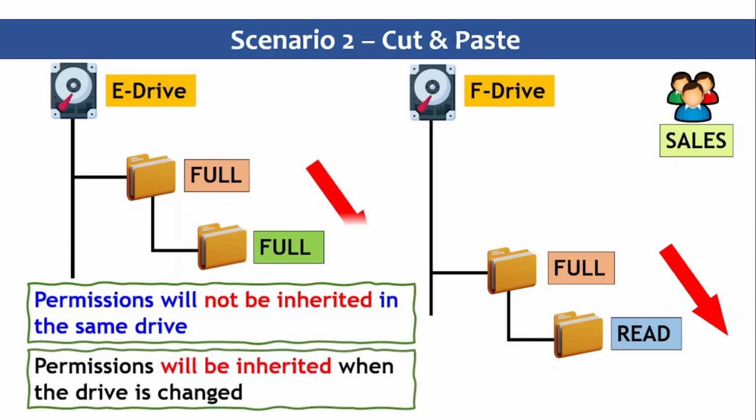However, permissions will be inherited when the drive is changed. This is how NTFS permissions behave in the cut and paste operation. So when we change the drive, inheritance will come into the picture. When we do not change the drive, or we just leave the drive as it is, whenever we move this folder anywhere with cut and paste in the F drive, the permissions will not change. So this is how NTFS permissions behave.